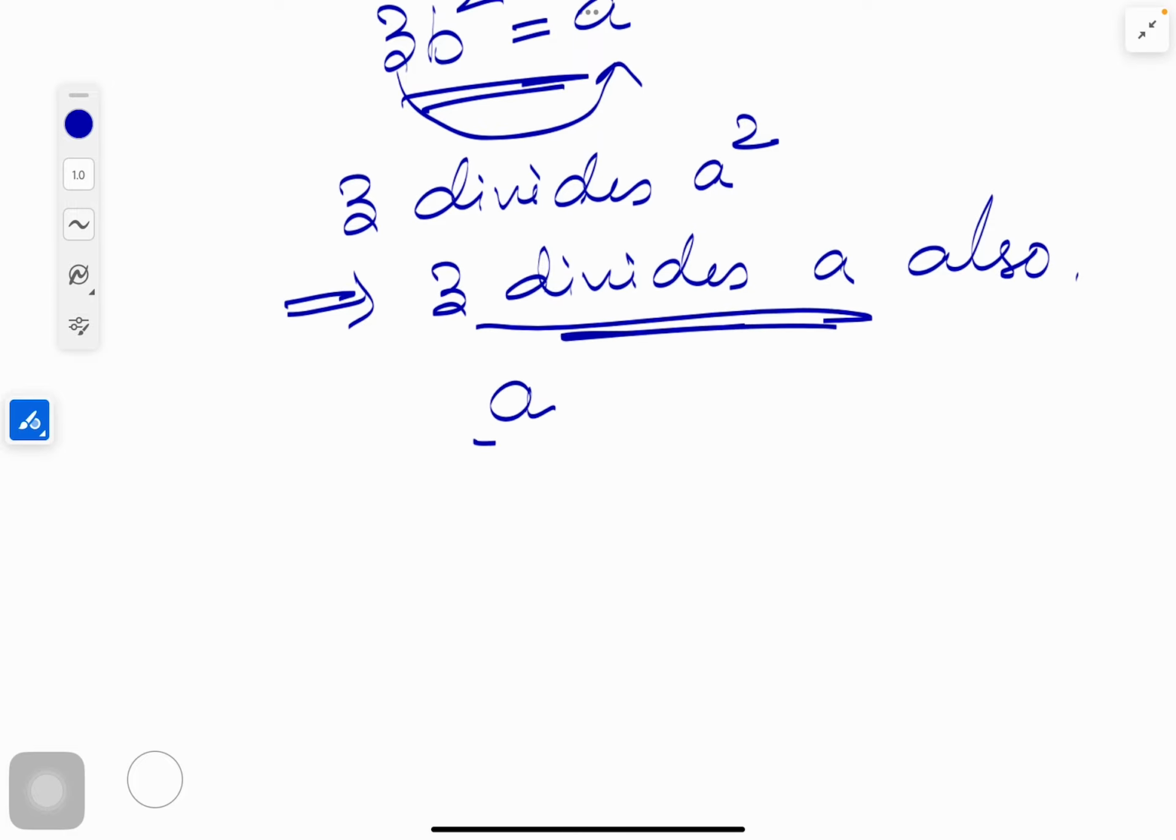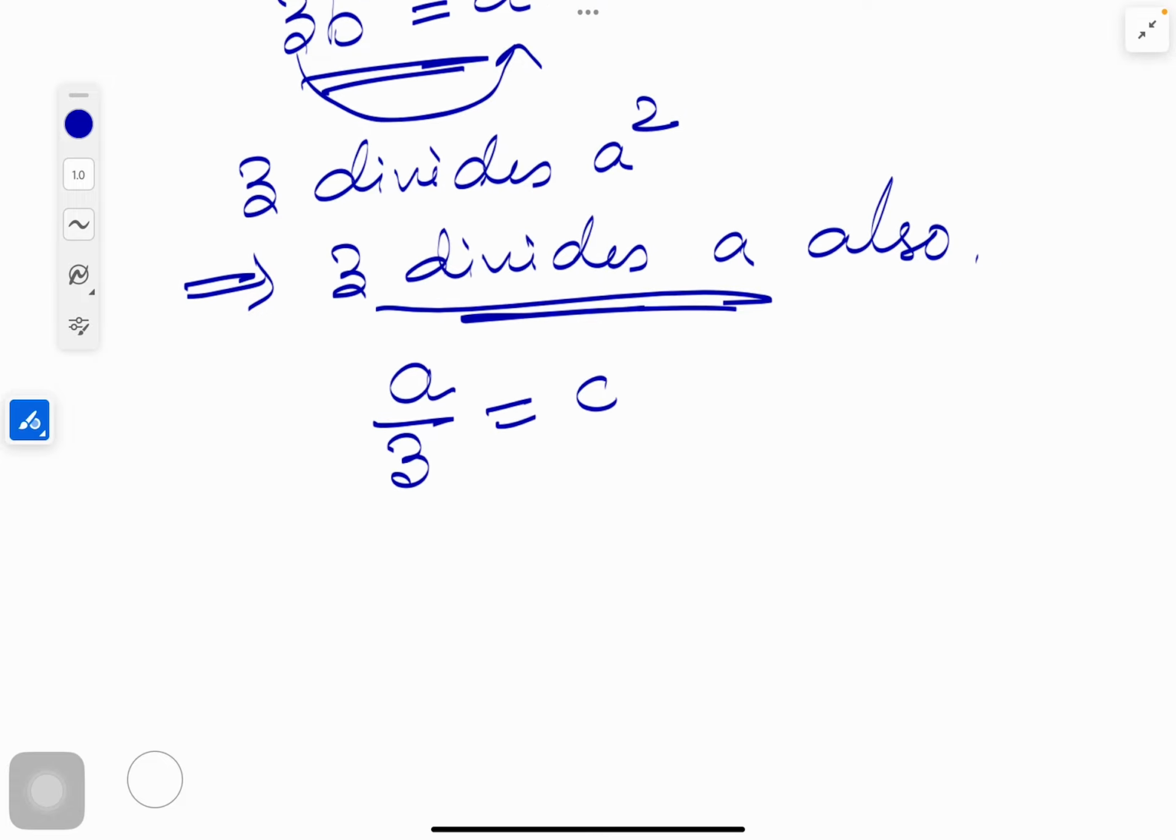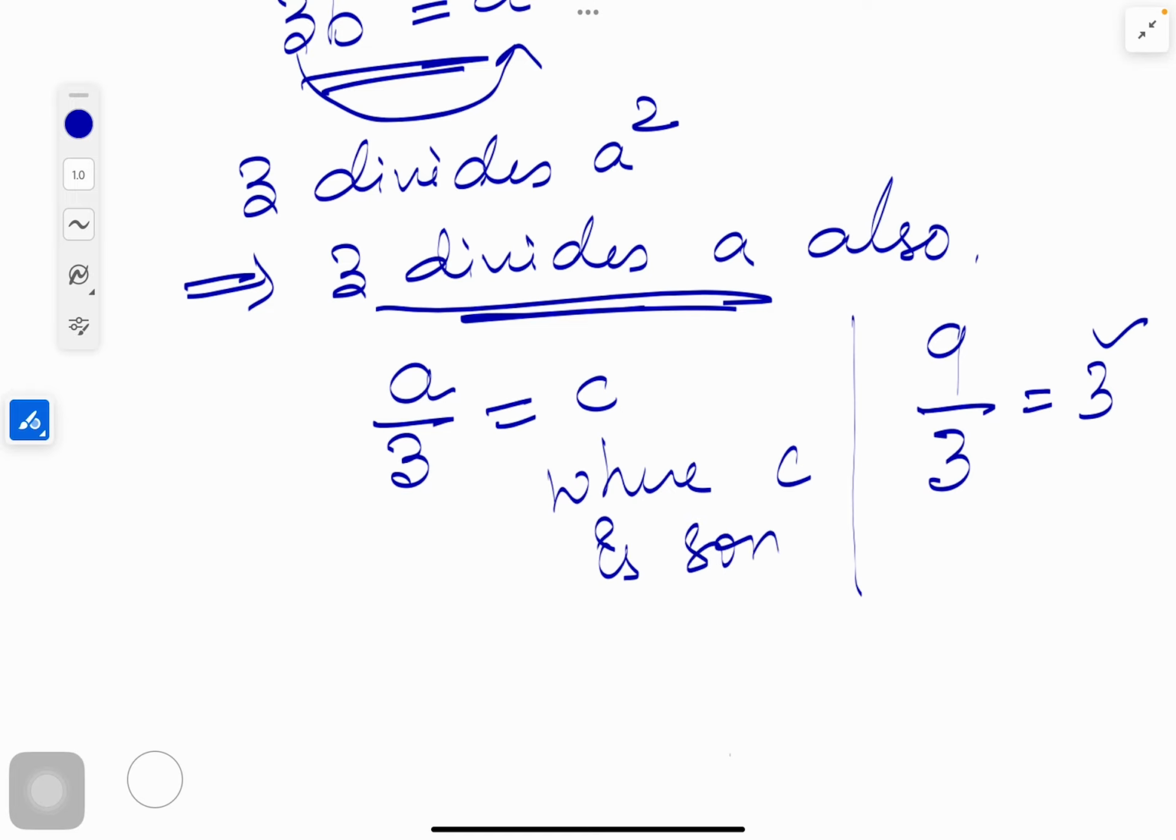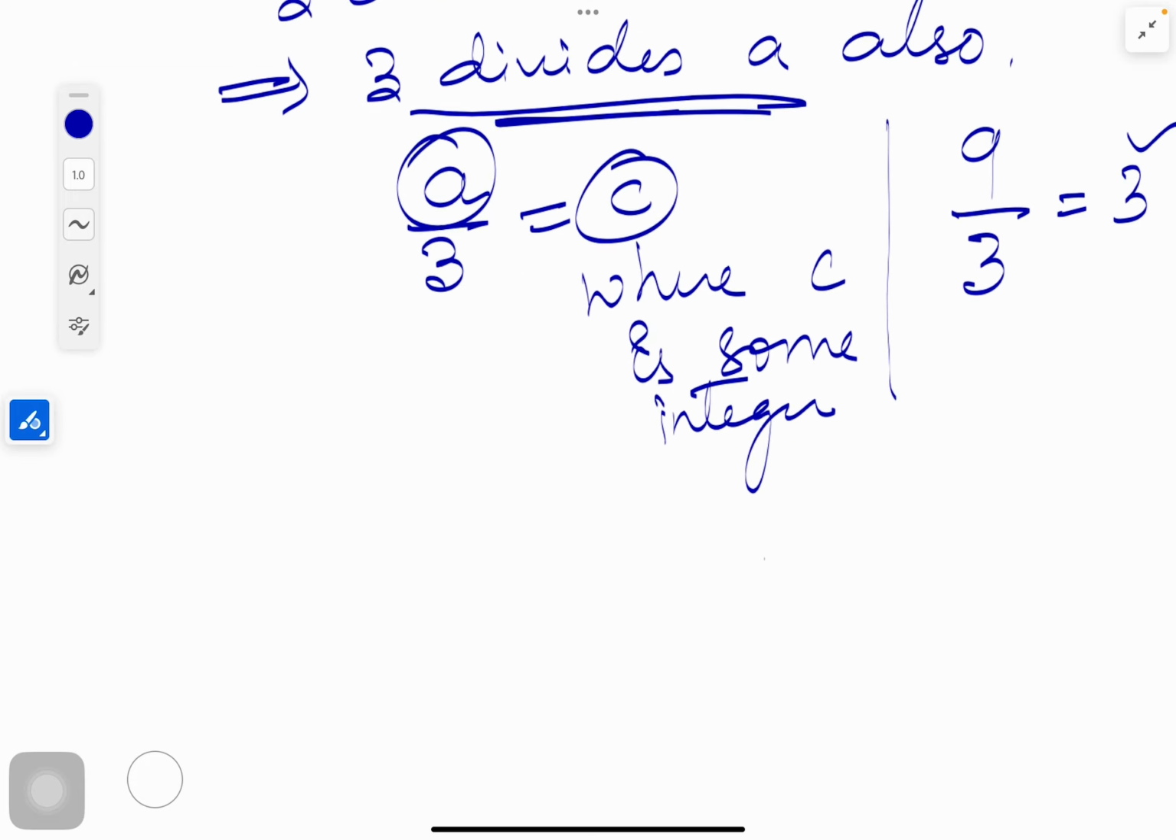That means a by 3 is equal to some constant. ठीक है, अरे भाई a की वैल्यू सब 9 ले लो. 9 by 3 कितना आ गया? 3. ये भी इंटीजर है. ठीक है, so here that means c is some integer because we have taken a as integer, so the result also is integer. Okay, so now what we will get? A is equal to, I am transposing 3, so I will get 3c.